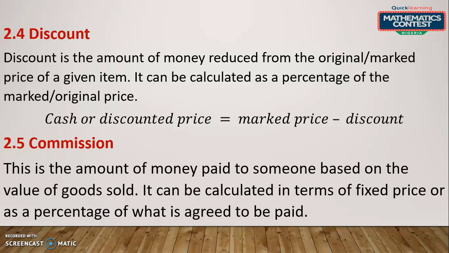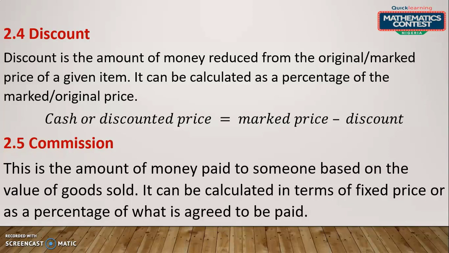Now the next point is commission. This is the amount of money paid to someone based on the value of goods sold. It can be calculated in terms of a fixed price or as a percentage of what is agreed to be paid. Now let me also paint another scenario for commission. Supposing I sell some particular item for a company, for instance a car company, and the company makes an agreement with me saying if a car costs, let's say, 1 million naira, for any car I sell for 1 million naira, they'll give me a commission of 100,000.